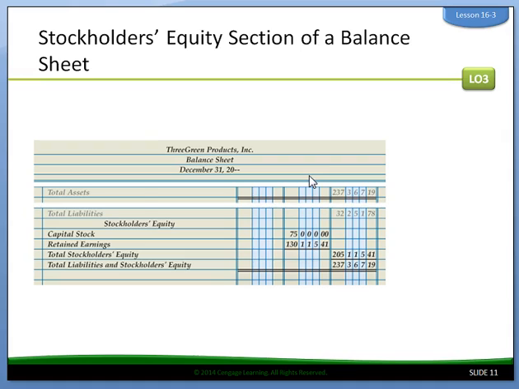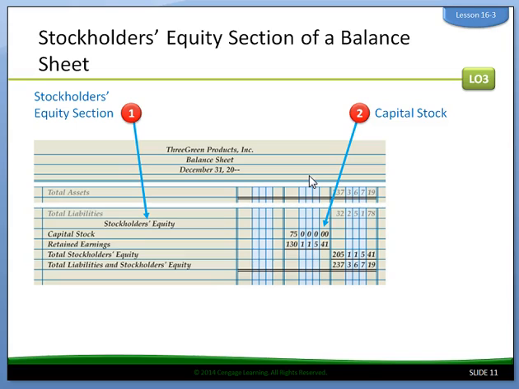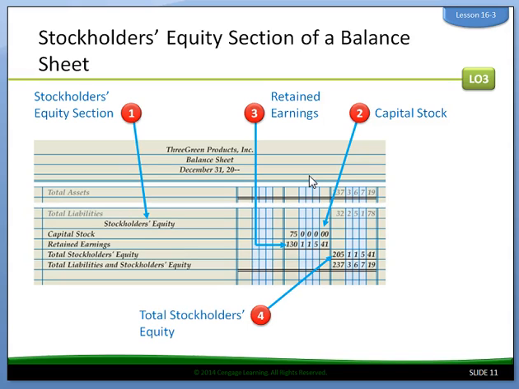So write the heading stockholder equity, and then write capital stock on the next line, and then the amount of capital stock calculated on the statement of stockholders' equity. Okay, we did that the other day. And then retained earnings. Write the amount of retained earnings calculated on the statement of stockholders' equity. Okay, total that together.